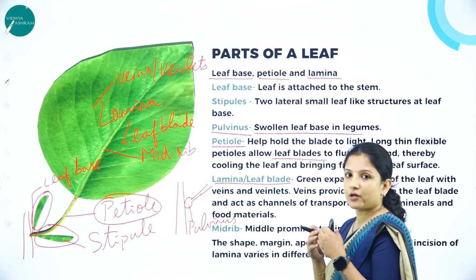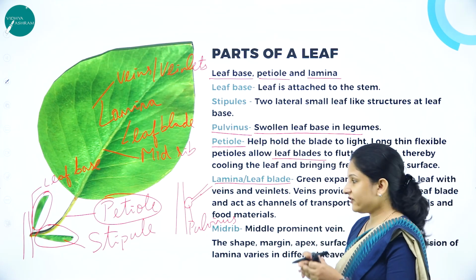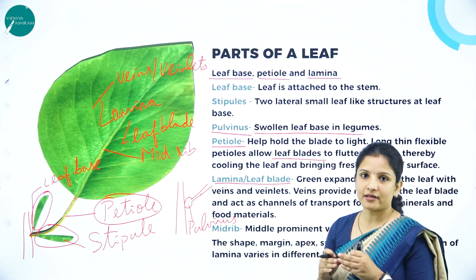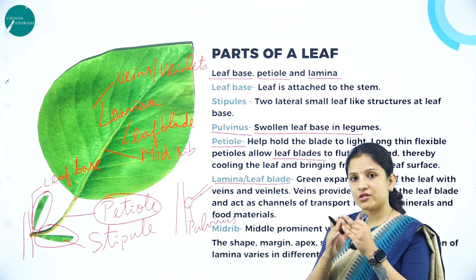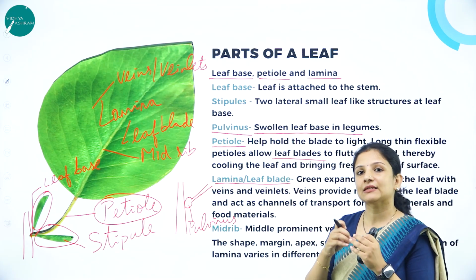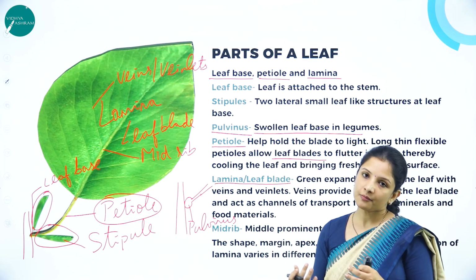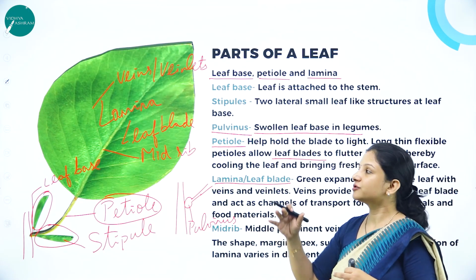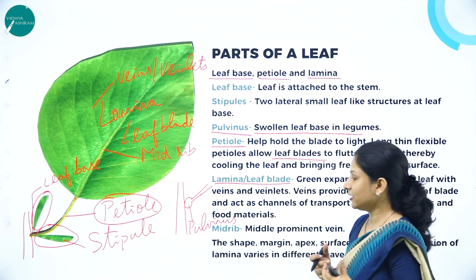And the lamina is one of the important parts of the leaf because it is a storage region for the leaf, and also the midrib and the veins act as channels for transporting food, minerals and water to different parts of the leaf. So that is their function.